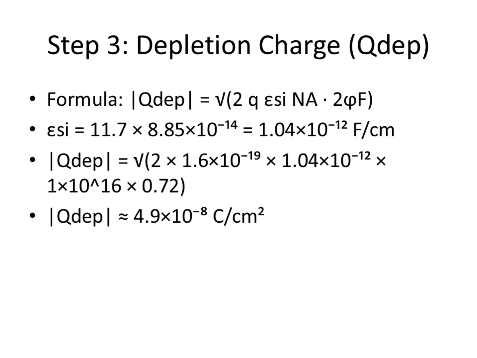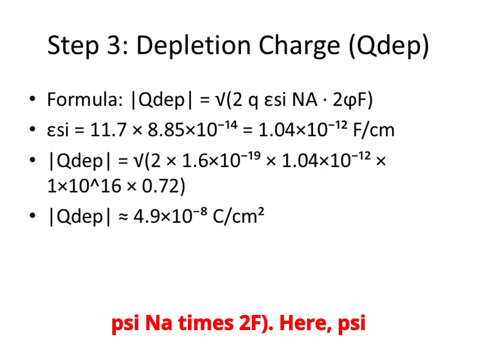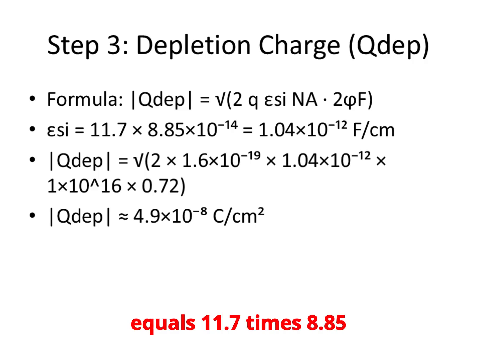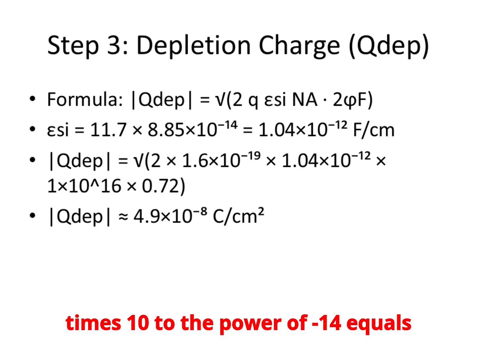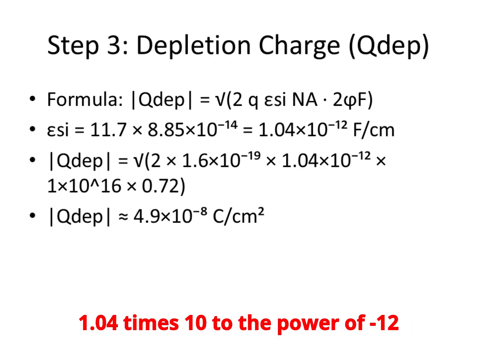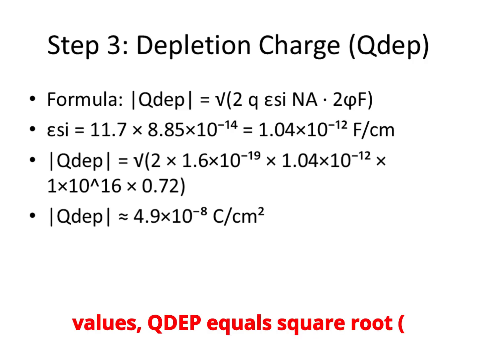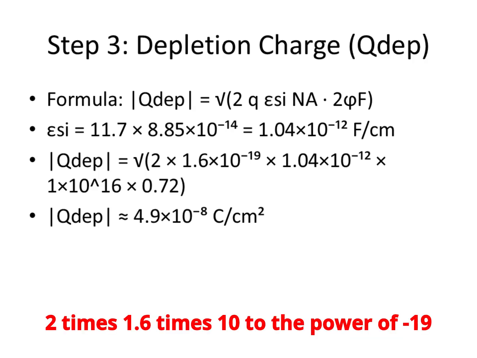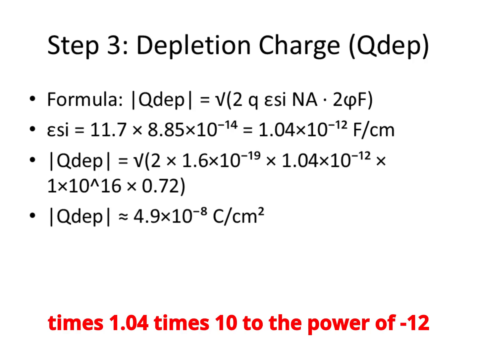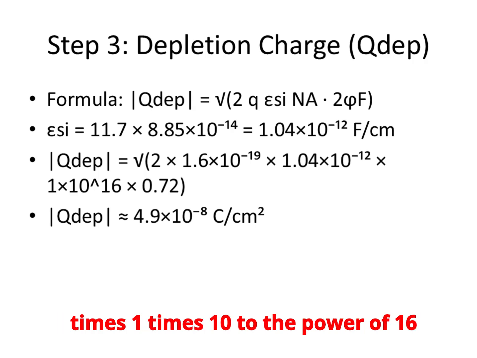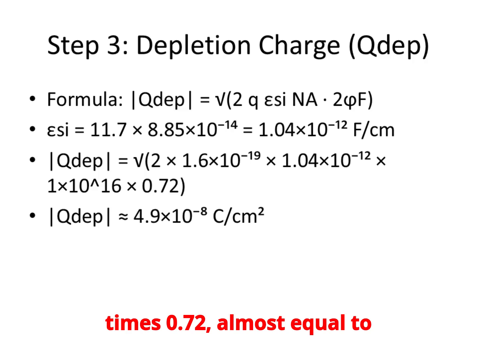The formula is Q_dep equals square root of 2 q ε_si Na times 2φF. Here, ε_si equals 11.7 times 8.85 times 10^-14 equals 1.04 times 10^-12 F/cm. q equals 1.6 times 10^-19 C, Na equals 1 times 10^16 cm^-3, and 2φF equals 0.72 V. Substituting values, Q_dep equals square root of 2 times 1.6 times 10^-19 times 1.04 times 10^-12 times 1 times 10^16 times 0.72, almost equal to 4.9 times 10^-8 C/cm².